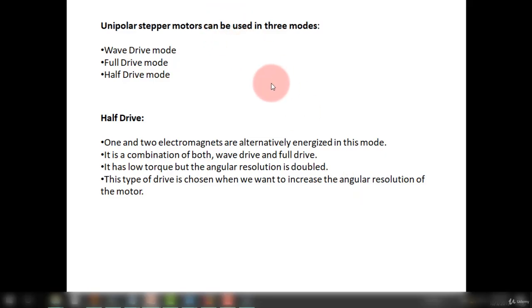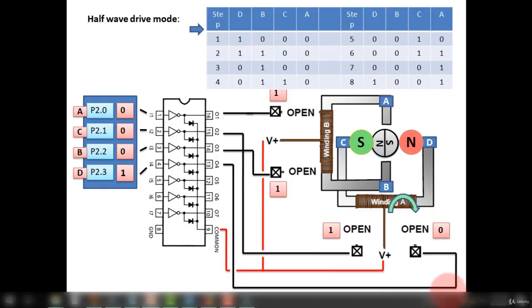Now let's see the last mode of driving unipolar stepper motor, and that's nothing but half drive mode sequence. In this mode, alternatively 1 and 2 electromagnets are energized. So it is combination of wave and full drive step sequence. This mode sequence is commonly used to increase angular resolution of stepper motor.